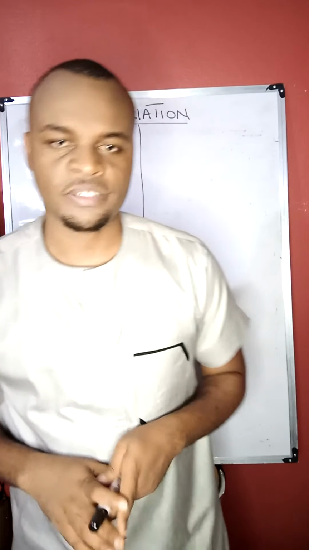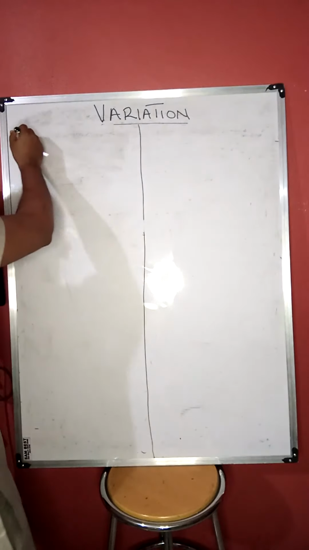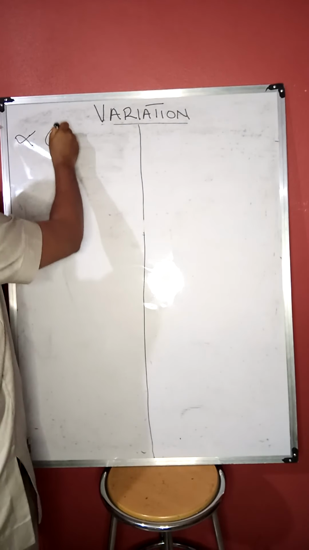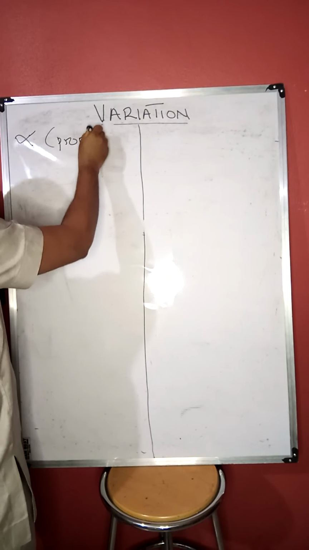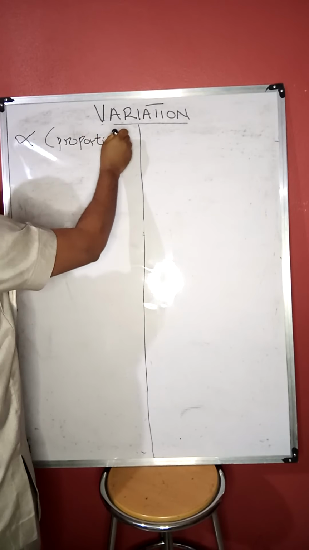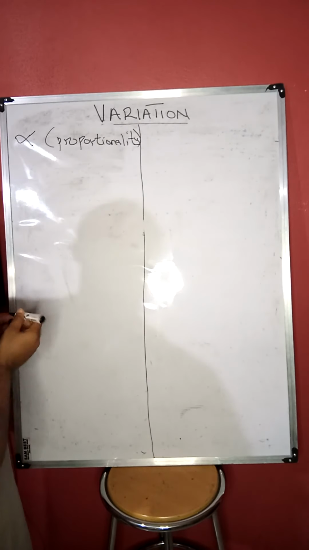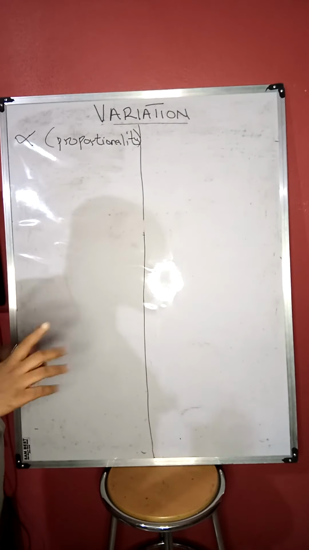Today we shall be looking at a very important topic called variation. What is variation? Variation is showing the relationship between two or more variables. Now, the symbol for variation is this. It is also called proportionality. Remember, variation is the relationship between two or more variables.